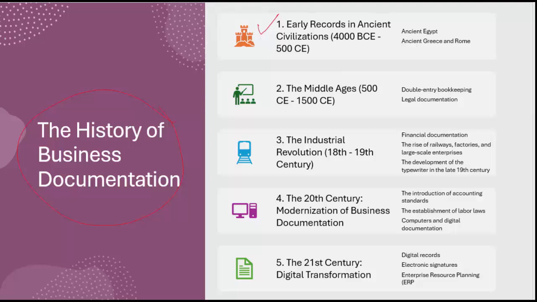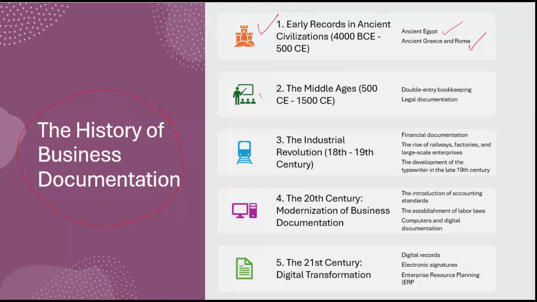Ancient Egypt also contributed to early documentation practices. Scribes used papyrus to document government policies, trade transactions, and tax records, crucial for running a centralized economy. Ancient Greece and Rome developed more sophisticated systems of documentation. Roman merchants kept ledgers, often referred to as codices, to track income and expenses, and contracts were written on tablets or scrolls to document business agreements.